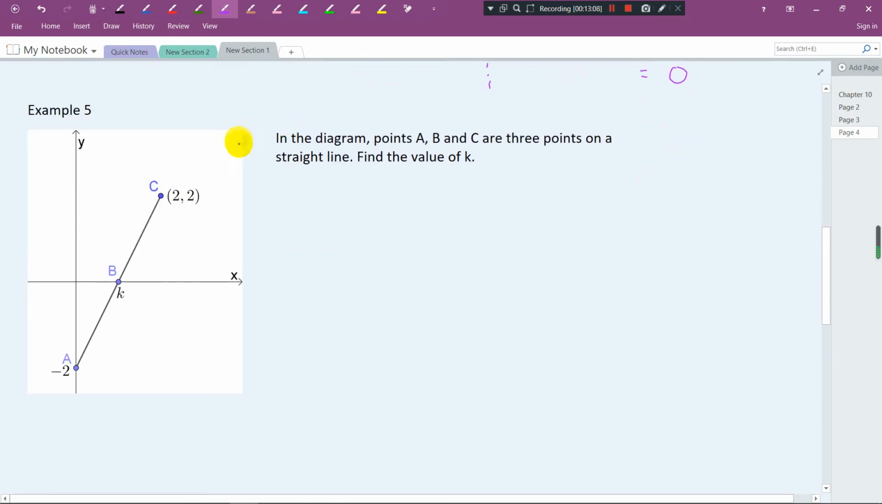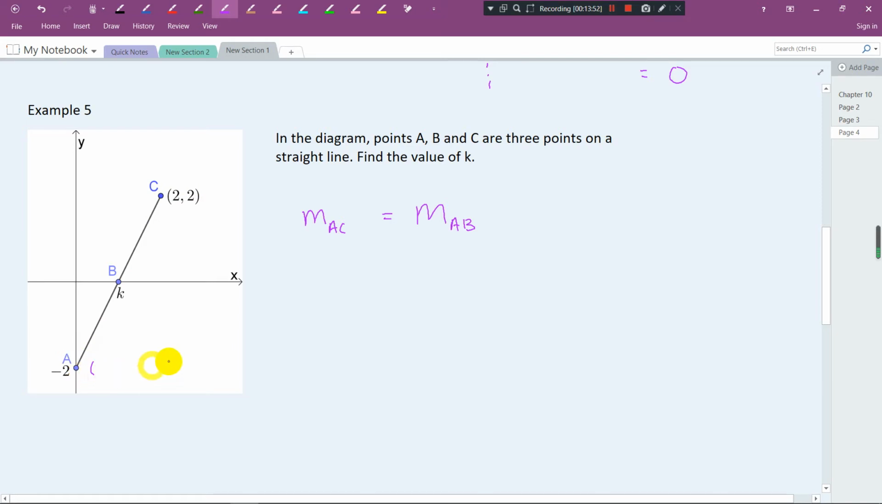Okay, let's go to the next question. In the diagram, points A, B, C are 3 points on a straight line. Find the value of k. Still remember what I told you just now: any 2 points that fall on the same straight line will have the same gradient. So I can say the gradient of AC is equal to the gradient of BA. Or you can say the gradient of AC is equal to the gradient of BC. Also can. You will still get the same answer.